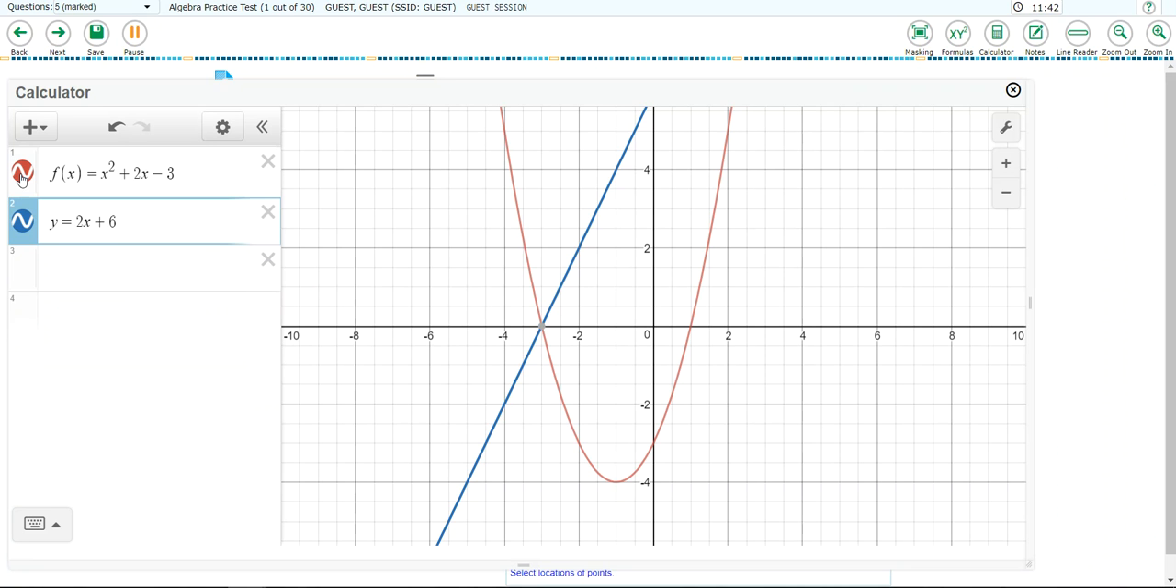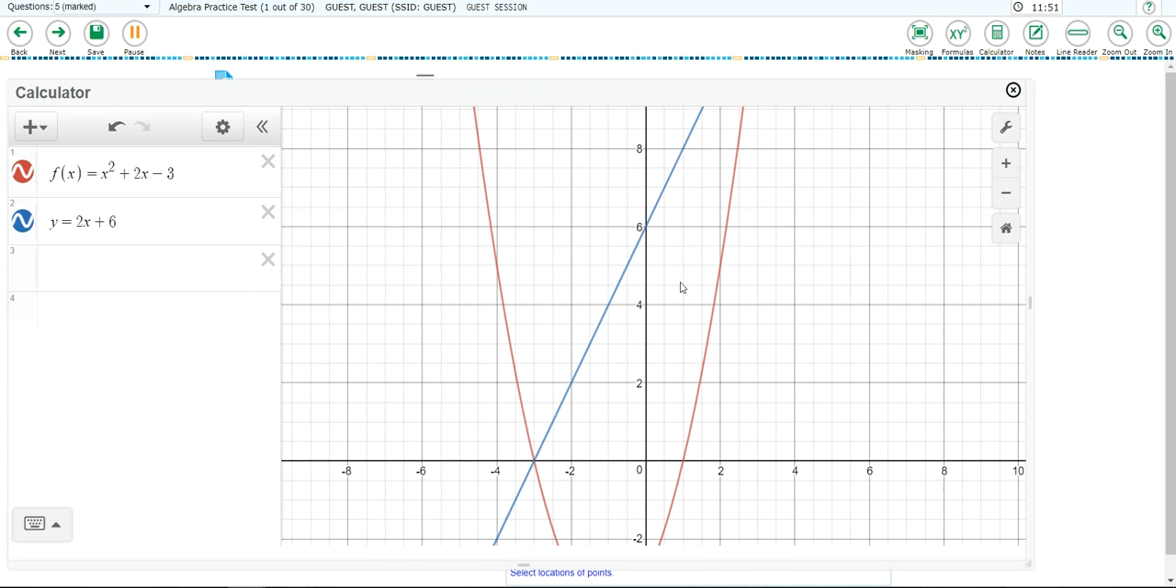I'm going to click this red one back on so you can see it. Right here, did you notice the x-intercept? And if I scroll down and click on the blue line, it gives me the y-intercept and the x-intercept. Okay, so now that is that problem.